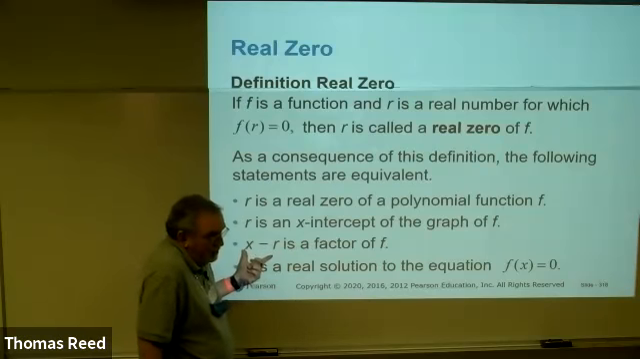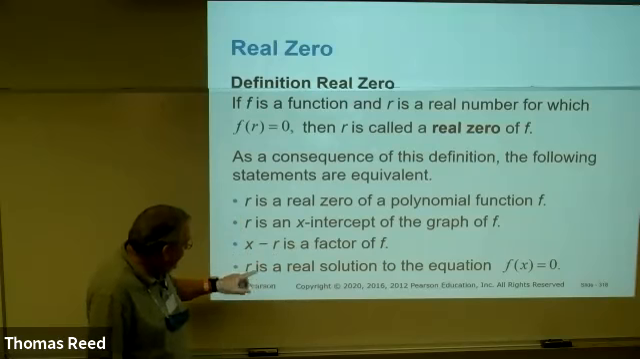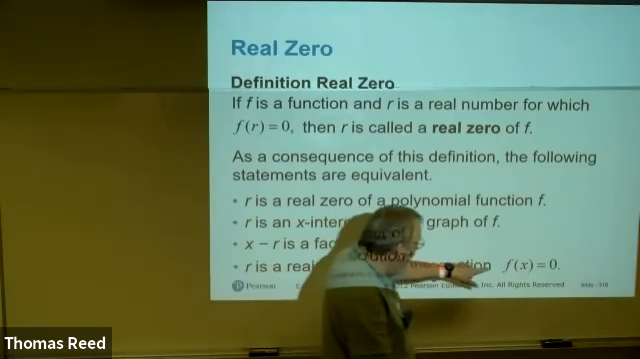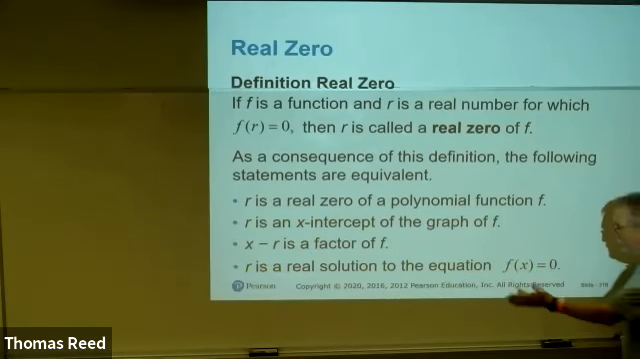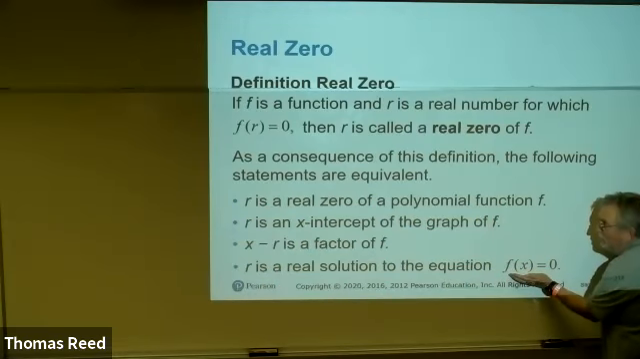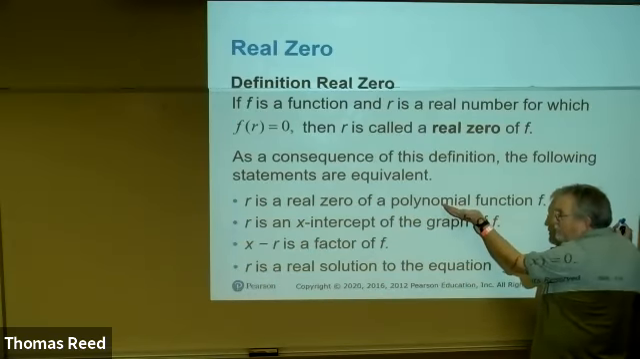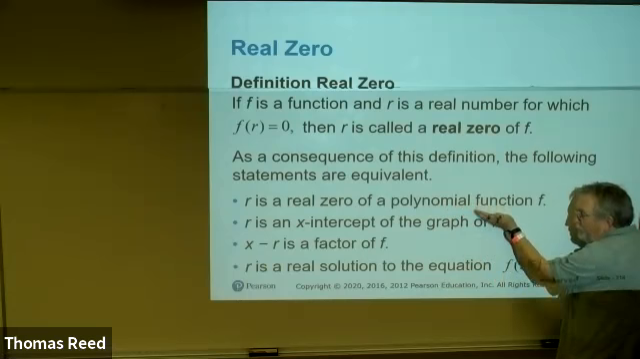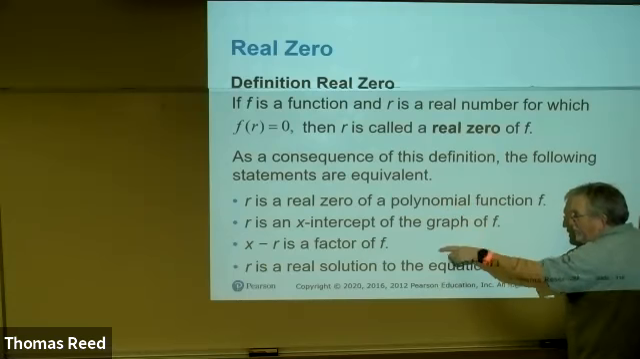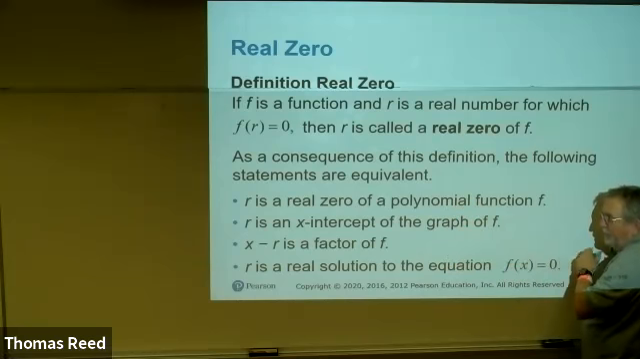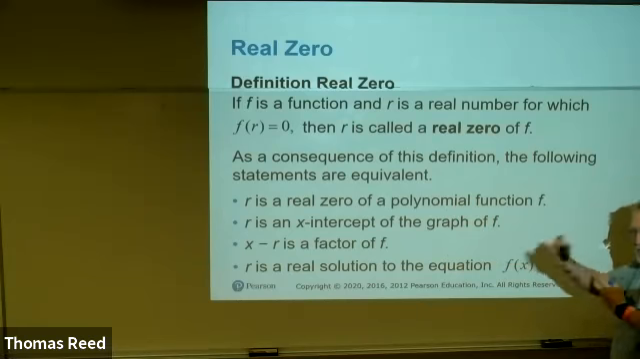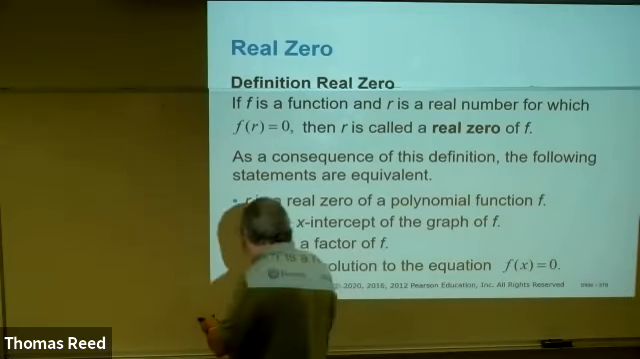It's one of the factors, and if r is, then it also means that r is a solution to the equation f of x equals 0. Well, we usually use this to find r, and that tells us it's a 0 of the function. And if it's a 0, it's an x-intercept, and if it's any one of these, x minus that number is a factor. So we can use this information to write equations if we're given the zeros of a function.